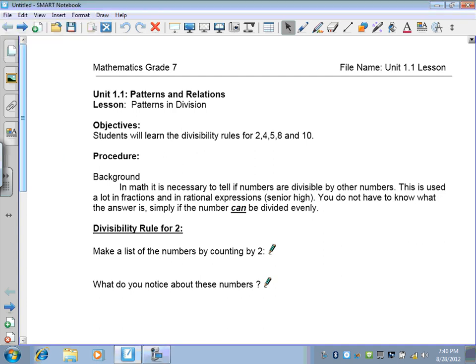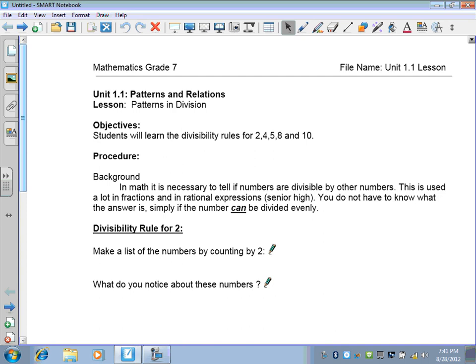And welcome. This is going to be lesson 1.1. It's in a chapter called Patterns in Relations. And the objectives of this lesson are that you have to be able to tell me whether a number is divisible by 2, 4, 5, 8, or 10 without actually dividing it. So I don't want you to tell me that 10 divided by 2 is 5. I want you to tell me, can 2 divide into 10 evenly without anything left over?